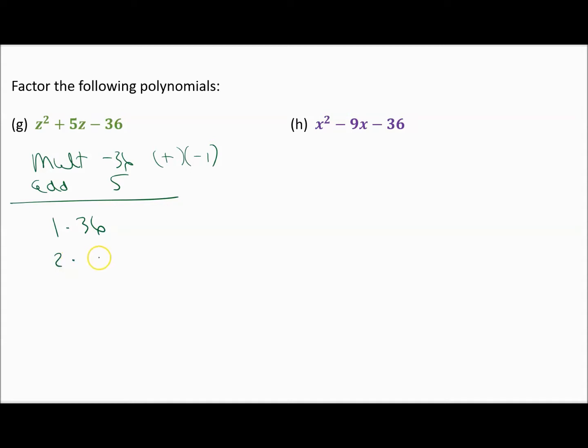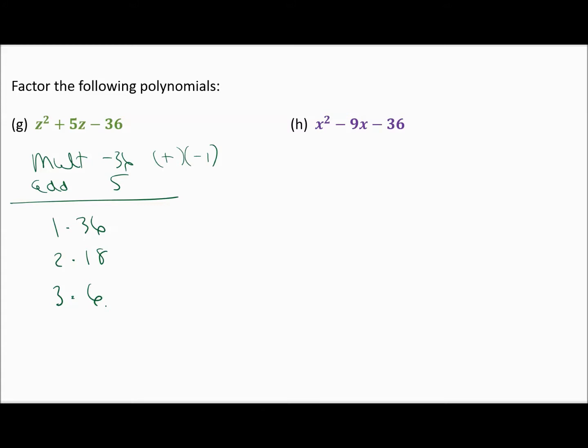Or 2 times 18, that's not going to add to be 5. Or 3 times 6, and if I made it a negative 3 and a positive 6, that would add to be 3. Or if I made it a positive 3 and a negative 6, that would add to be negative 3, so that's not going to work.